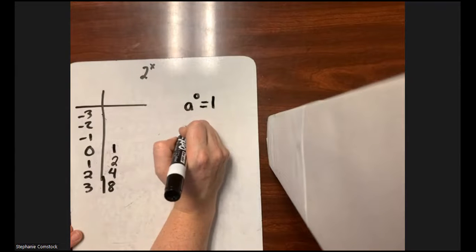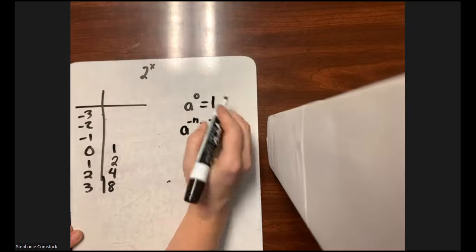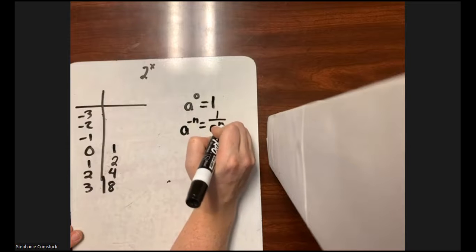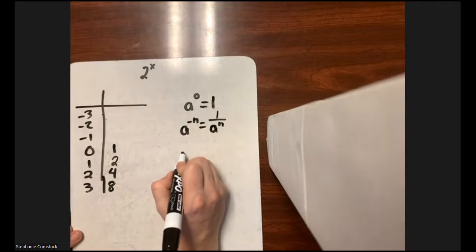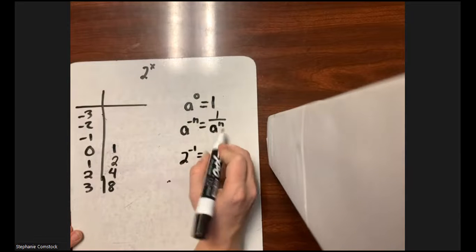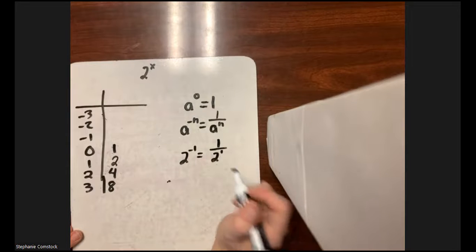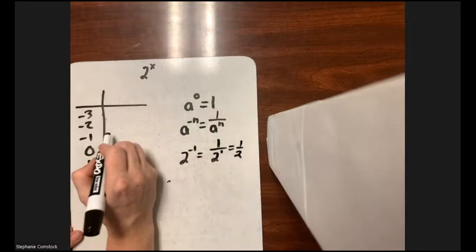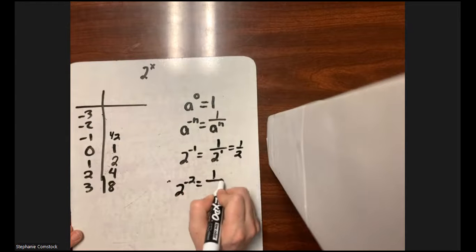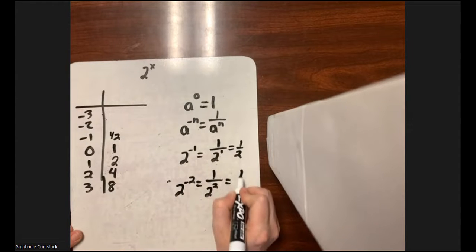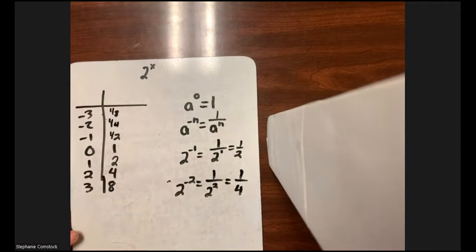And then we have another rule that says anything to the negative power goes into a fraction. Okay, notice that the negative is removed when it goes underneath. So for something like 2 to the negative 1, that's going to be 1 over 2 to the first, which is 1/2. And then if I have something like negative 2, that's going to be 1 over 2 squared, which is 1/4. And then I have 1/8.